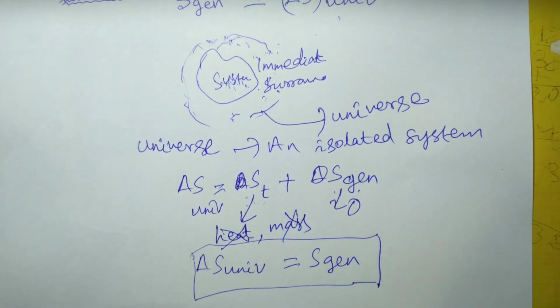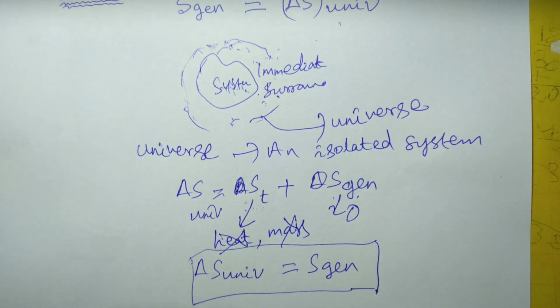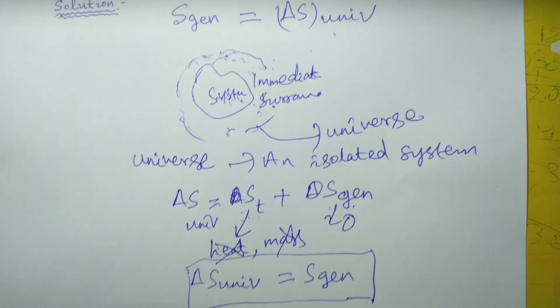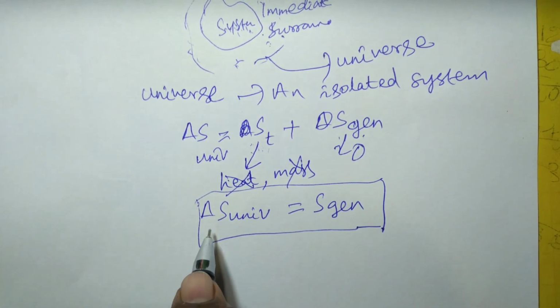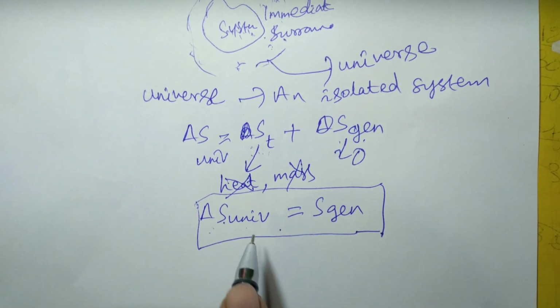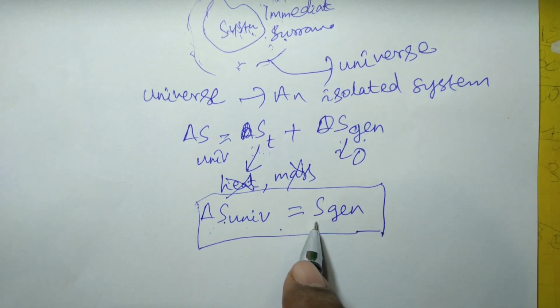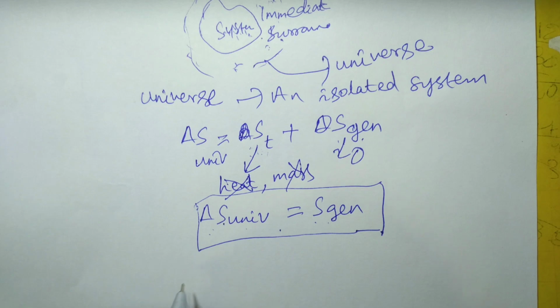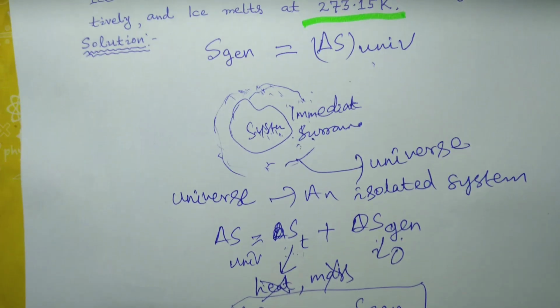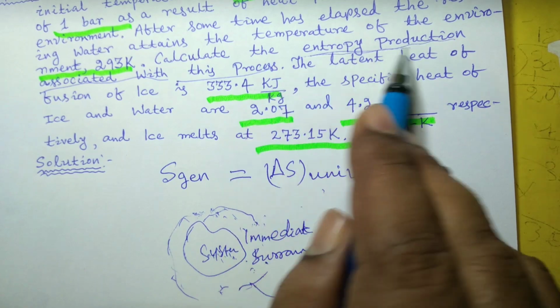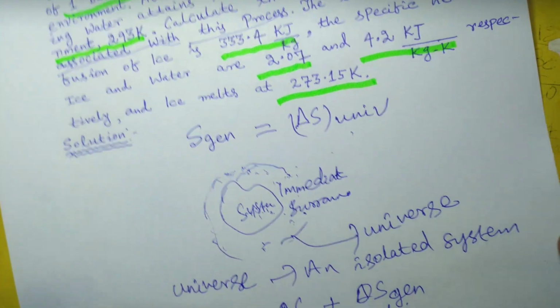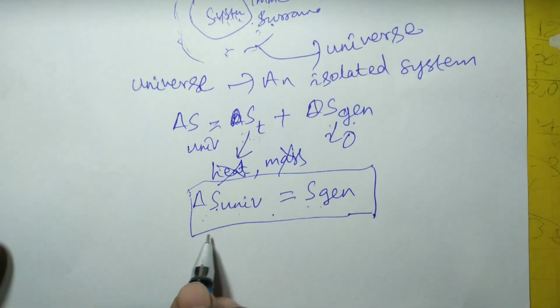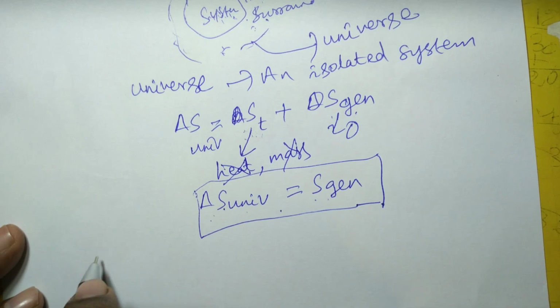Whenever in a question it is asked to find out entropy production or entropy generation, we can do it by calculating the delta S of universe only, whatever be the process. If you calculate change in entropy of universe, that will be your entropy generation during that particular process. So in this case also you are required to find out the entropy production. So what we will do is we will calculate the change in entropy of universe only, and that will be same as entropy generation during process.